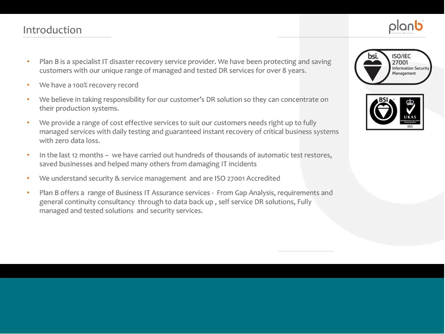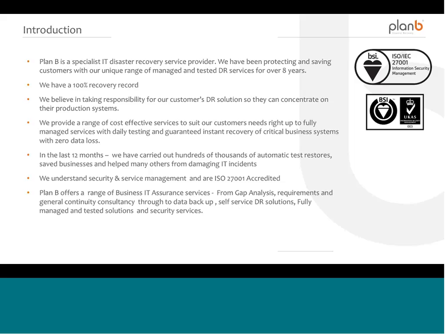We do that as an independent provider, which I think is an important point we'll come to later. We have never let a customer down. We have a 100% recovery record, and we've always been able to hit our SLAs. We've done that by taking responsibility for our customers' DR solutions, managing their services so they can concentrate on their live systems and let us worry about making sure that if they need us, they'll be there and their systems will work when they need them.